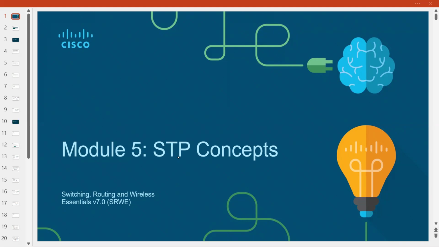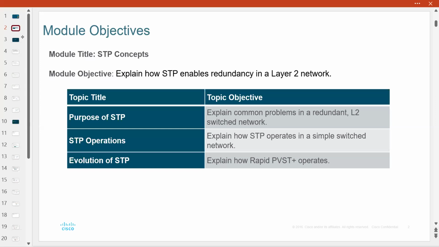Today we're going to discuss the spanning tree protocol, which is the fifth chapter in CCNA 2, module number 5. Going quickly into it, the module objective: explain how STP enables redundancy in a layer 2 network.